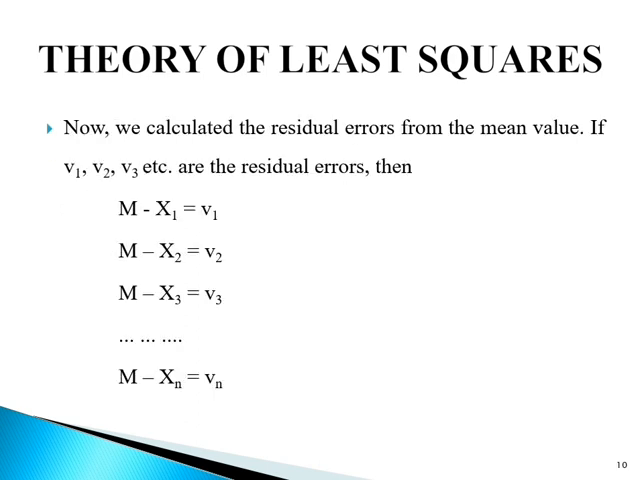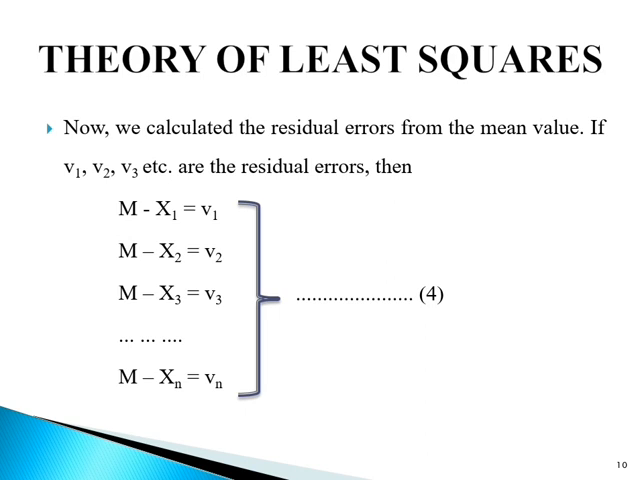Now we calculate the residual errors from the mean value. If v1, v2, v3 etc. are the residual errors, then m minus x1 is equal to v1, m minus x2 is equal to v2, m minus x3 is equal to v3, up to m minus xn is equal to vn. This will be our equation number 4.